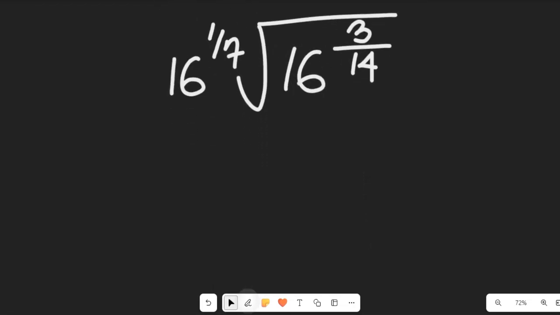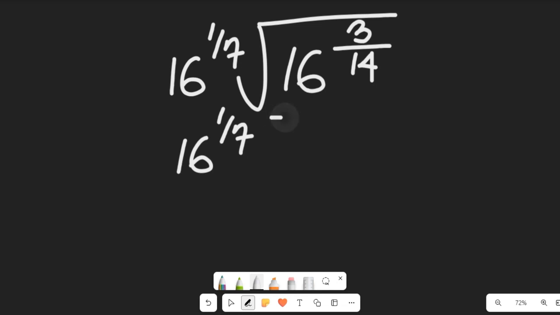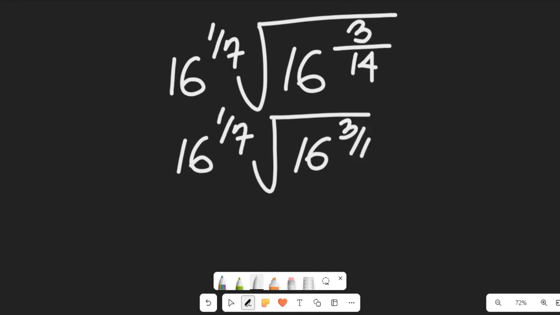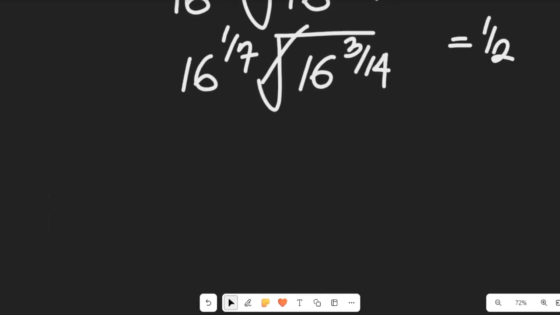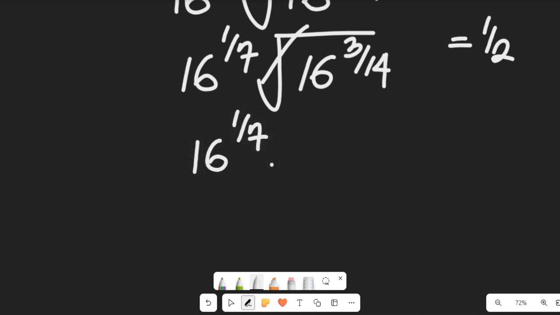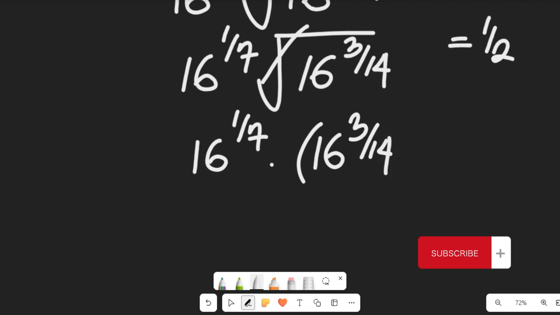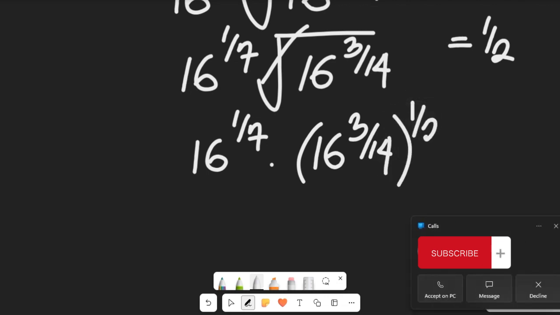So with this expression now, we can reduce further. We'll have 16 to the power of 1 divided by 7 multiplied by the square root of 16 to the power of 3 divided by 14. Now remember, this square root can be equal to the power of 1 divided by 2, right? So we can have that expression to now give us 16 to the power of 1 divided by 7 multiplied by 16 to the power of 3 divided by 14 multiplied by 1 divided by 2.